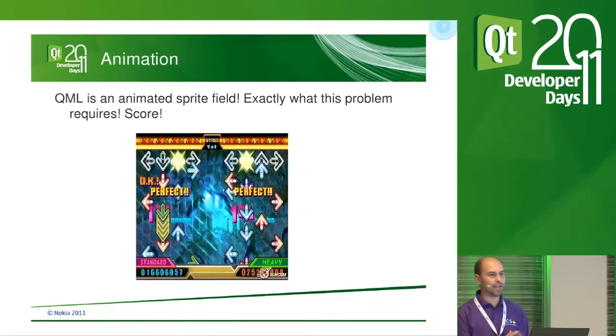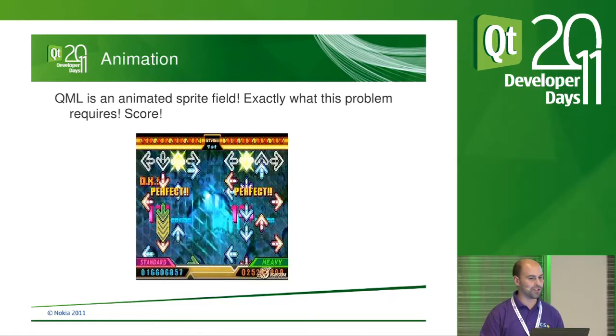So it turns out that Qt Quick is very good for making a game just like this, mostly because QML is based around an animated sprite field. You can pretty much think of all the QML items as sprites, and you can move them in an animated fashion. This is exactly what this problem requires.